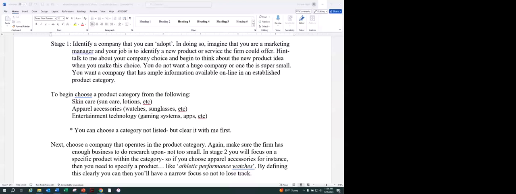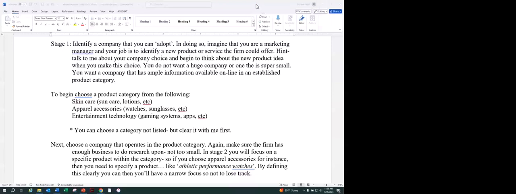Okay, I've suggested a few ideas here of industries or product categories: skincare, apparel, accessories, and entertainment technology. Now, you can certainly choose others. These are things to think about. These are nice areas to be in. You can choose a company that participates in one of these areas. That would be fine. But you do need to be very specific as early as possible to define that product category and go on from there. Okay, so those are just some thoughts on stage one.